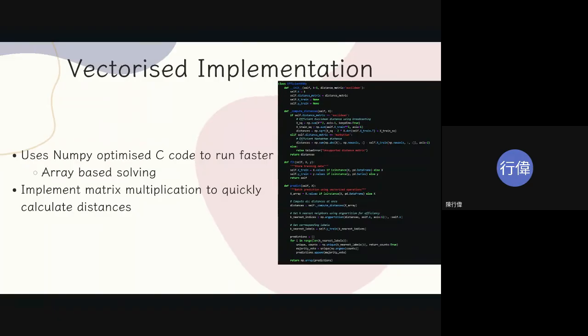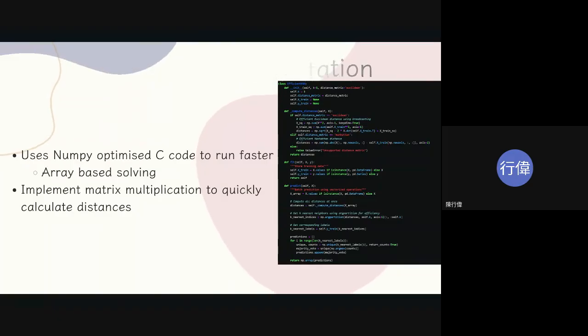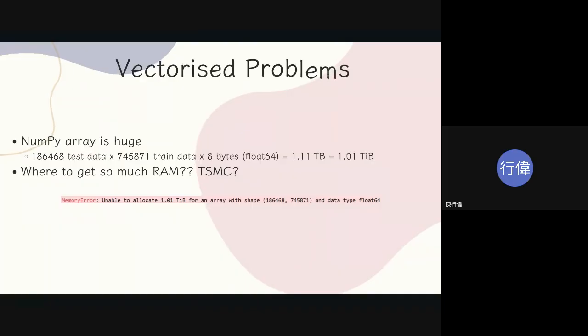However, the vectorized implementation does have one big problem: if you put everything inside, the NumPy array will be pretty big. You can see in this case, we have 186K test data.